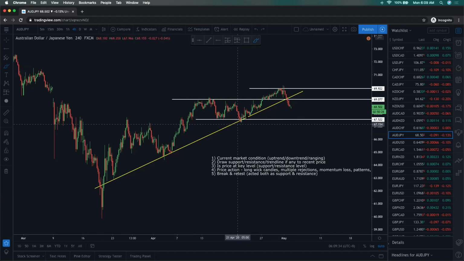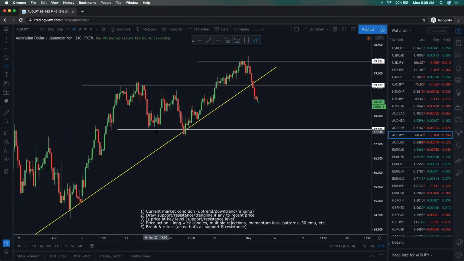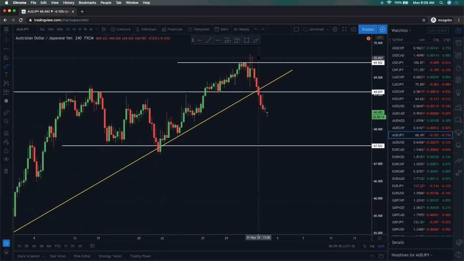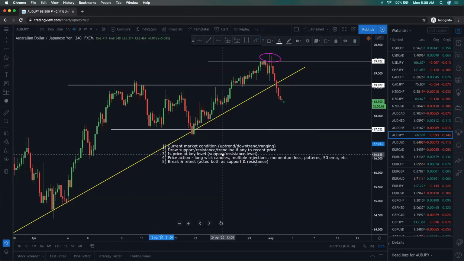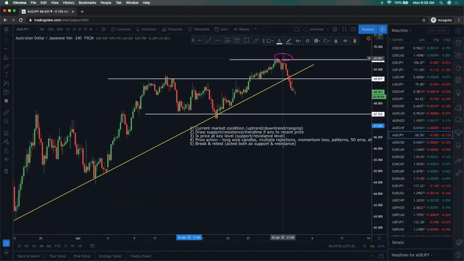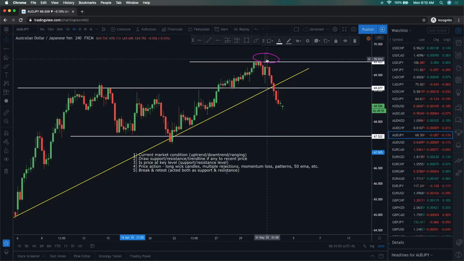However, now we can see price break this area. What we want to do next is to wait. What price action we want to look at is whether there are long wicks. Let us go through this again. Current market condition, this is on an uptrend. Initially, we draw a support and resistance. Is price at key level? If we take an example here, yes, price is at the key level. And then, are there long wicks? What does long wick represent?